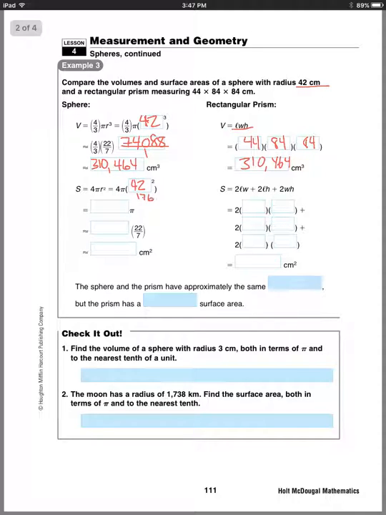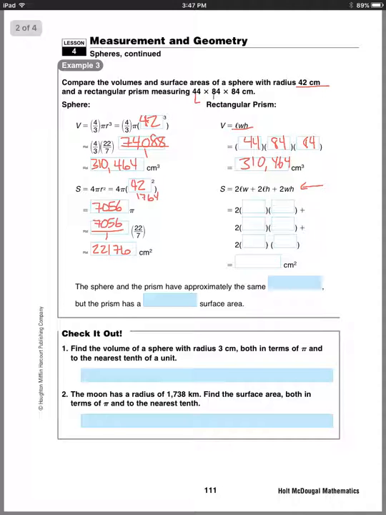1,764. And we're going to multiply that by 4. When we multiply that by 4, we get 7,056. And then we have to multiply that by pi. But see, they did the same thing. They did 22/7. They multiply straight across and divide by 7 and get 22,176. Okay? Now, this is the formula for surface area of a rectangular prism.